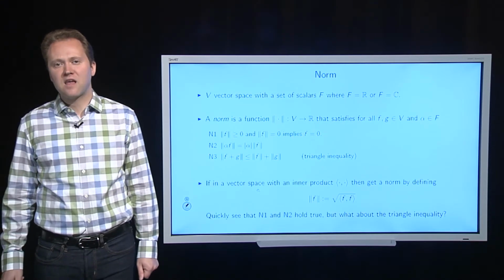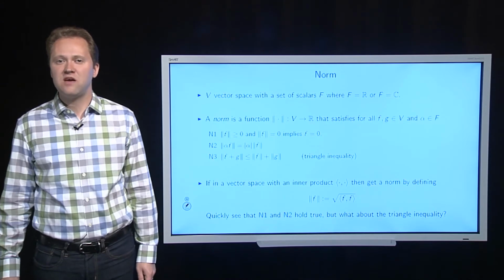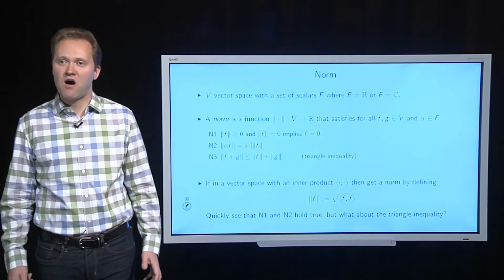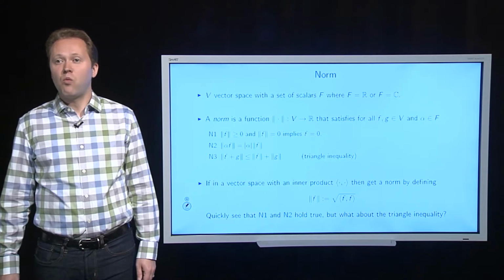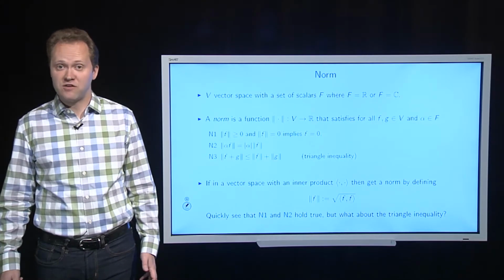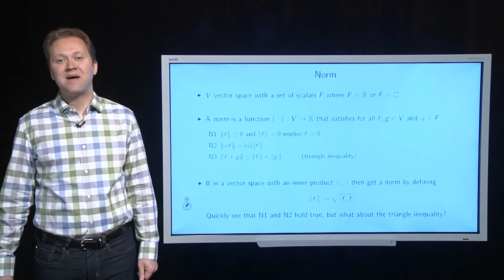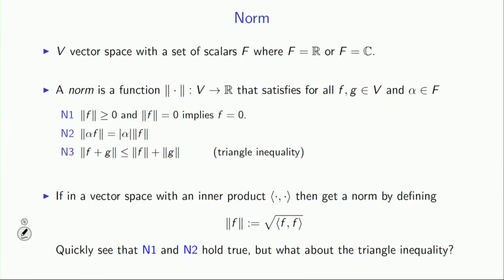Now, if you are lucky enough to be in a vector space that has an inner product, often called an inner product space, one can define a function that turns out to be a norm by taking the square root of the inner product of a vector with itself. It is quick to see that this fulfills the first two conditions of a norm, and certainly is a mapping on vectors and does spit out a real number. The only question is, does this fulfill the triangle inequality? That is not obvious from the beginning.